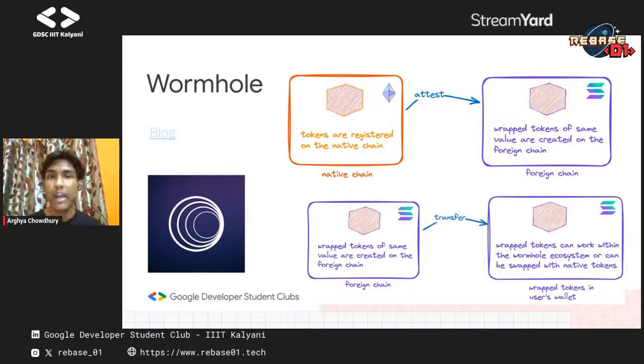In the Wormhole architecture, there are two things that are very important, that actually sum up the whole architecture. I'm not going very deep into the whole architecture because then it will take up a whole session. So I will be mainly talking about the two important points it has. One being the attestation and another one being the transfer feature. Now, what is the attestation? What does it even do?